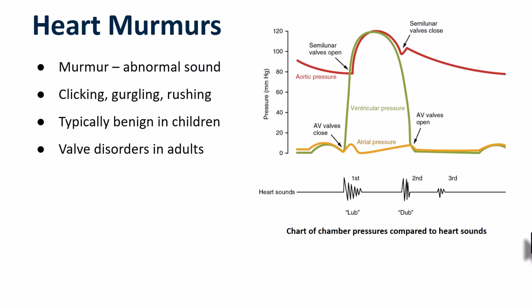Murmurs are abnormal sounds, and they might sound like a clicking or a gurgling or rushing. It's when the clinician is listening to basically turbulence within the blood. It can be very common in young children, and it's very often benign. When it is present in adults, it tends to be indicative of a valve disorder.